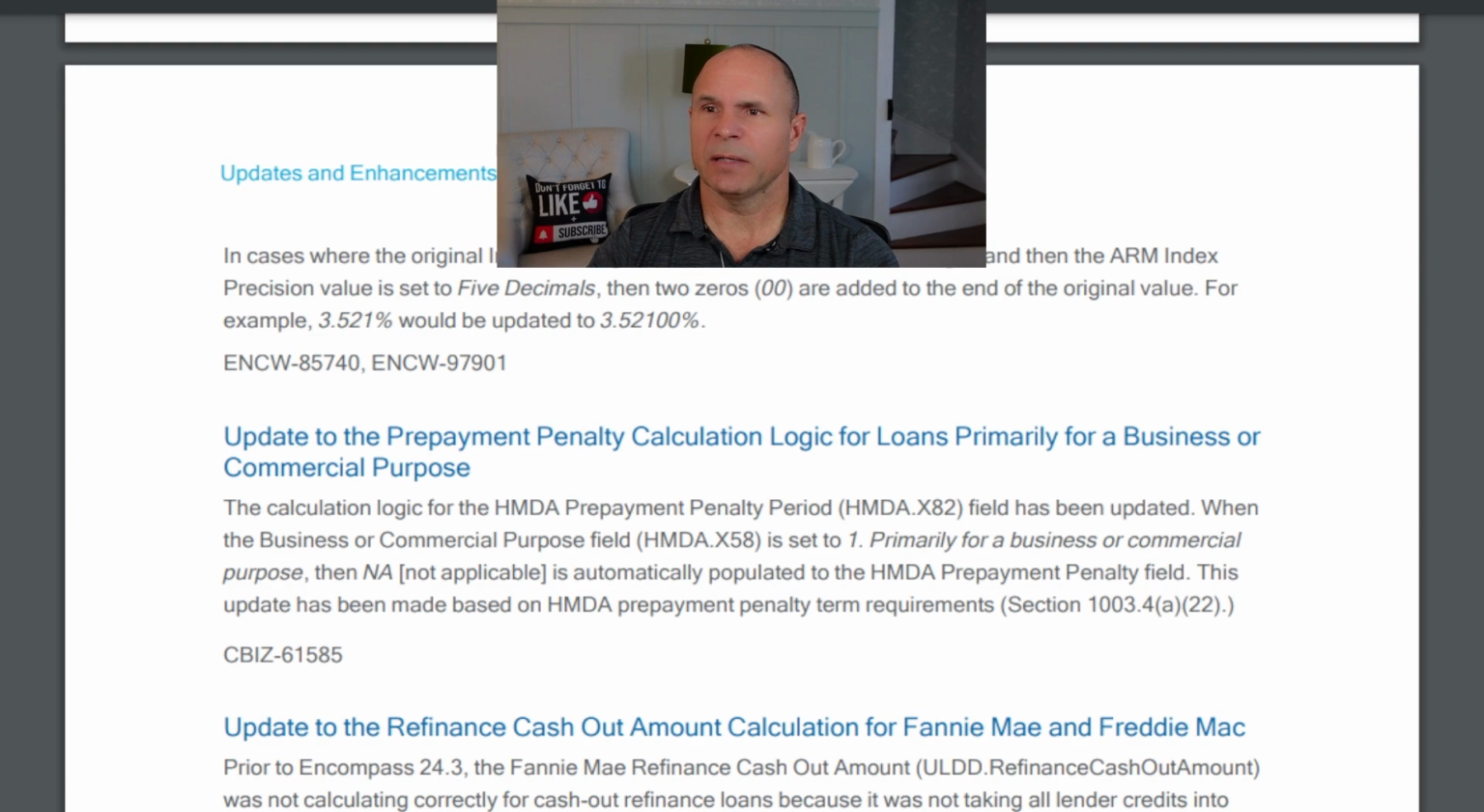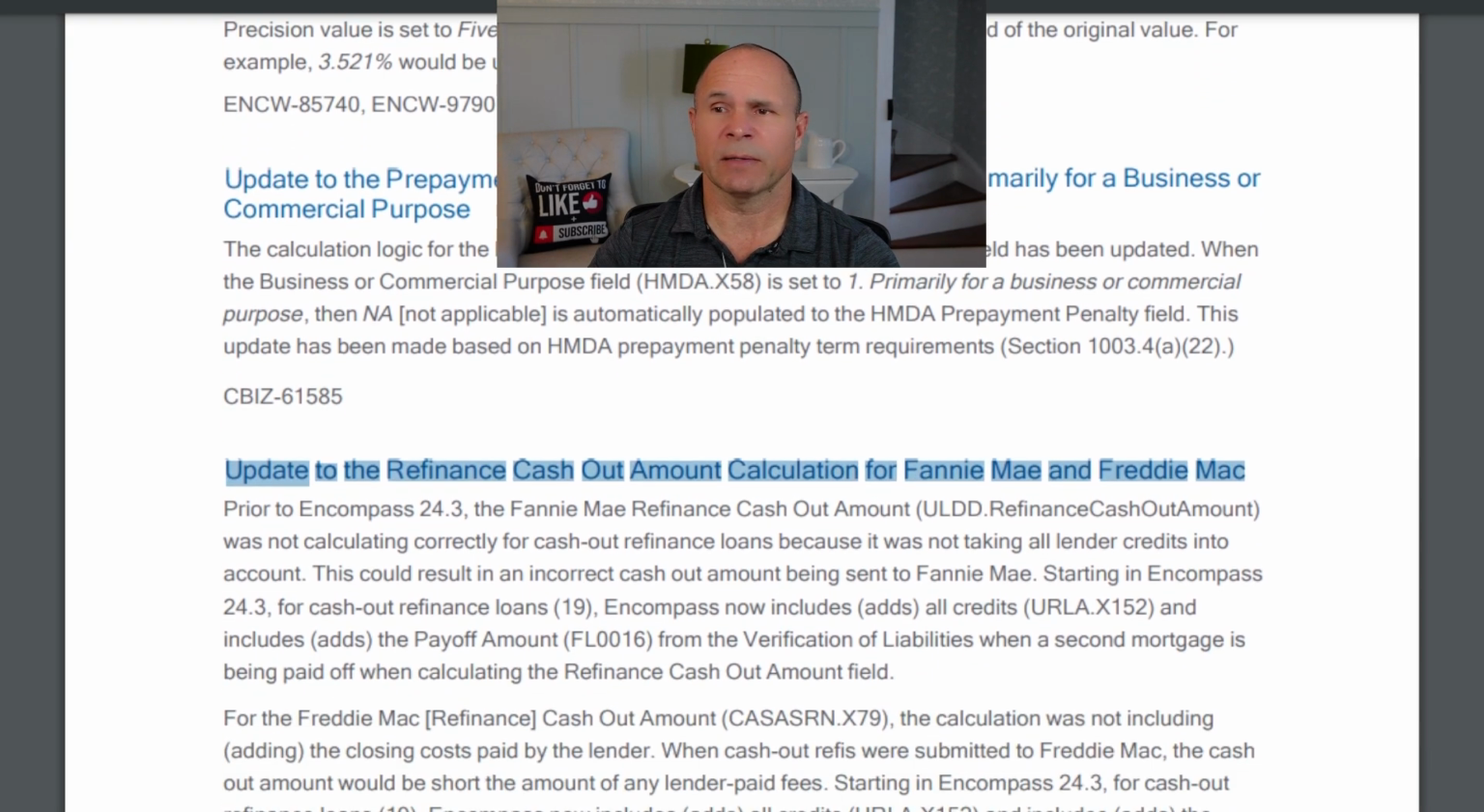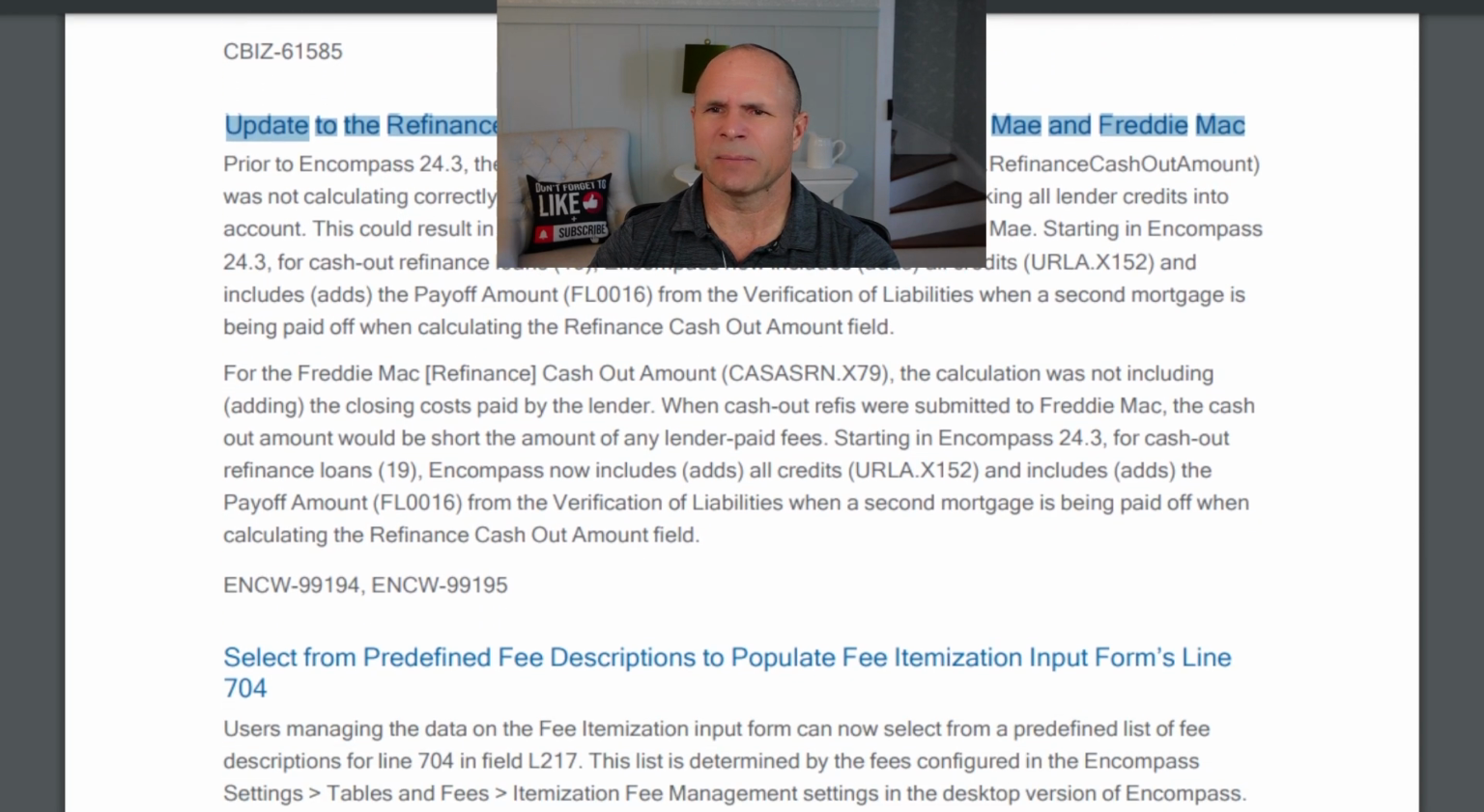You've got an update to the prepayment penalty calculation logic. Okay, so this is, again, if you're doing business purpose loans, that's supported in web. Update to refinance cash out for Fannie Mae and Freddie Mac. We just talked about this in the fixed issues with desktop. That's interesting. Select from a predefined field for populate.